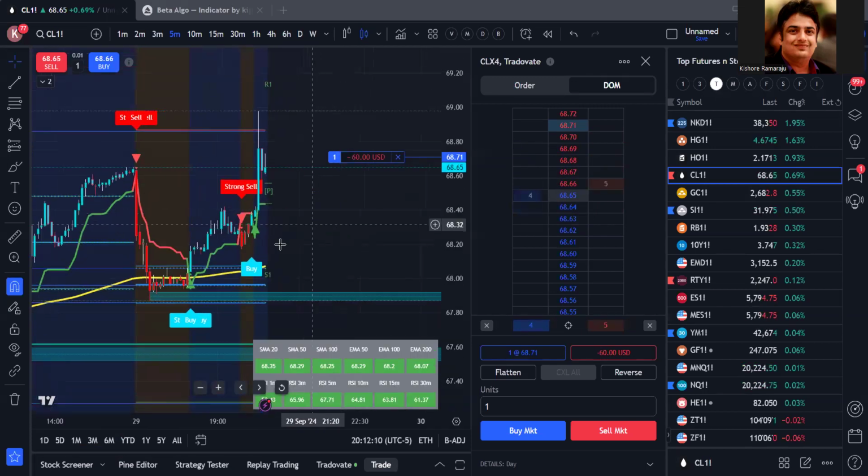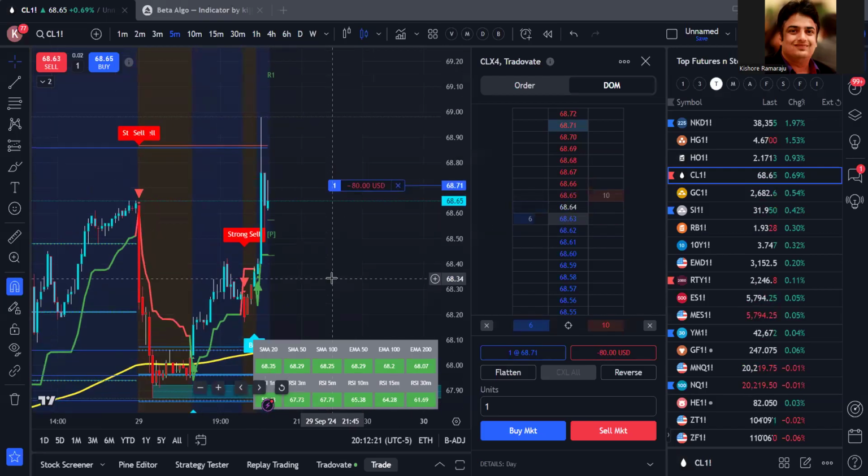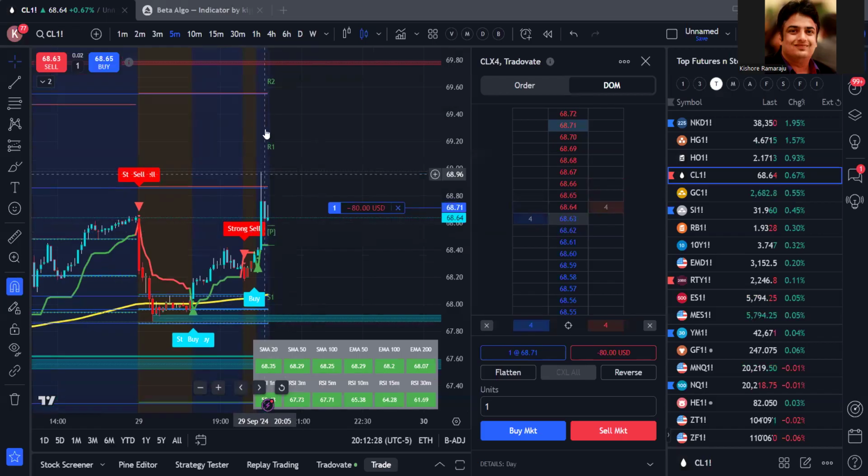If you see, overall we are in a buy signal. Everything is green. It is above EMA 200. The background color is blue. So there is a high possibility for crude oil to go all the way to the top. And this time it may go all the way to 69.6.